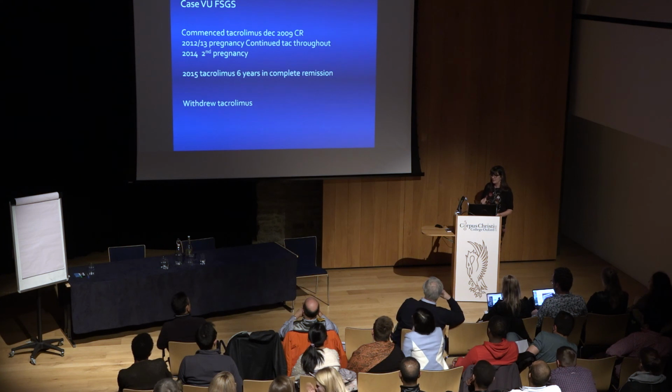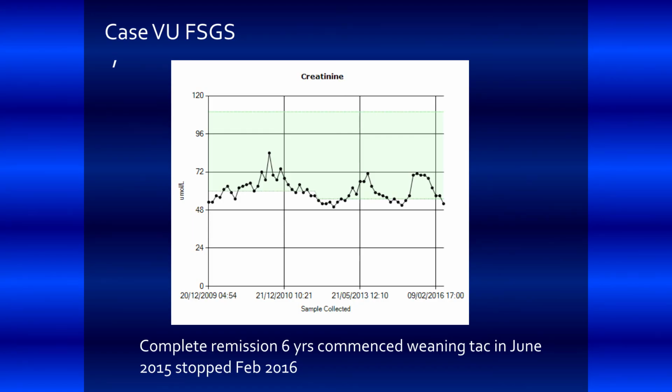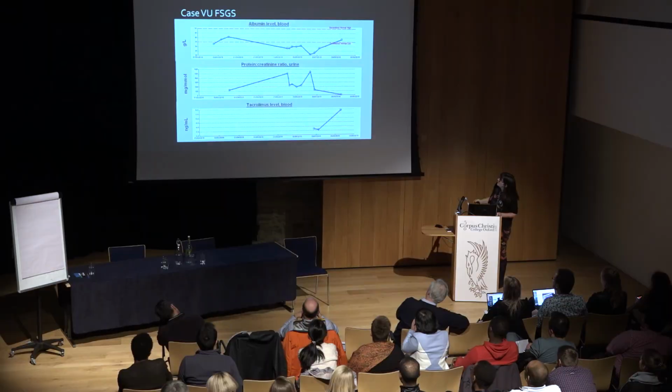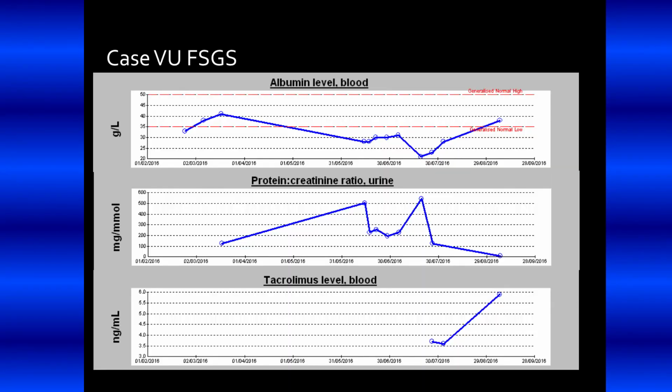So we withdrew the tacrolimus. Guess what happened? Promptly relapsed. So this is her creatinine here. This is her first going on to tacrolimus. This is pregnancy number 1. This is pregnancy number 2. This is her coming off tacrolimus. Yeah, so this is the hemodynamic effect of tacrolimus. When you come off it, your creatinine comes down. But unfortunately, so did her albumin. And you can see here that her protein creatinine ratio went up. She promptly relapsed, and then we restarted the tacrolimus, and she's back now in remission.